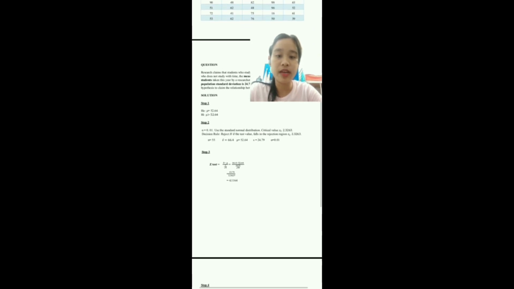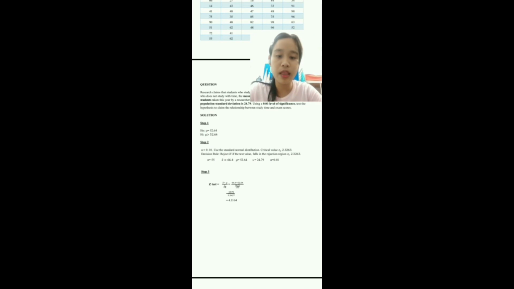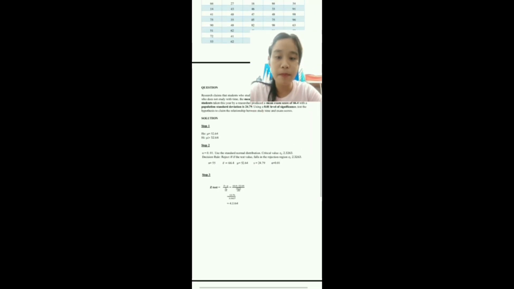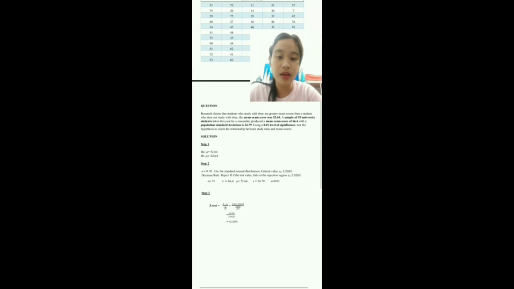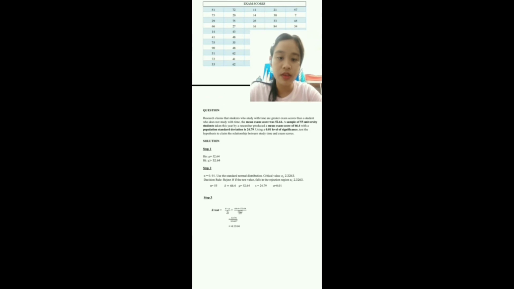For the next step, find the information in the question and put that out. The sample is 55. The mean is 52.64. The standard deviation is 24.79 and the alpha we use is 0.01. The mean exam score is 60.4.